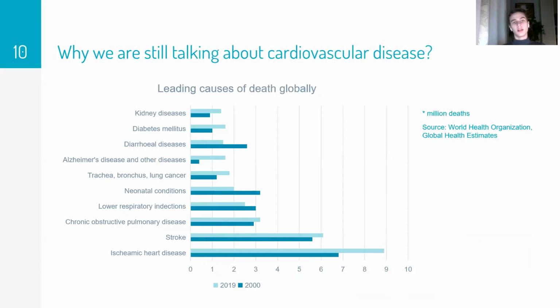I want to present you a plot. The title of this plot is Leading Cause of Death Globally. Here you can find that in first place is ischemic heart disease. It took about 8.9 million deaths in 2019, and stroke is in second place. It took about 6.1 million deaths in 2019.